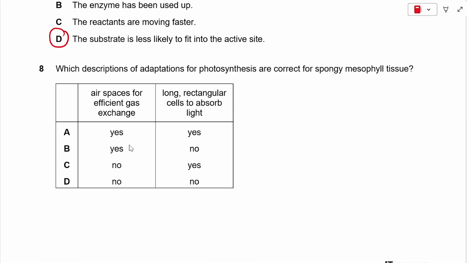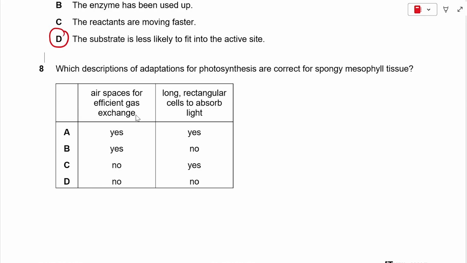Alright. Our spongy mesophyll cells are like having air spaces for gas exchange. Are they long and rectangular? No. Long and rectangular cells are the palisade cells. They're the ones that appear a bit rectangular. Spongy mesophyll cells are not air spaces. Okay, they form air spaces, but they are not the air spaces themselves.